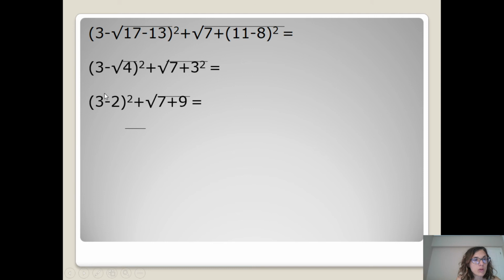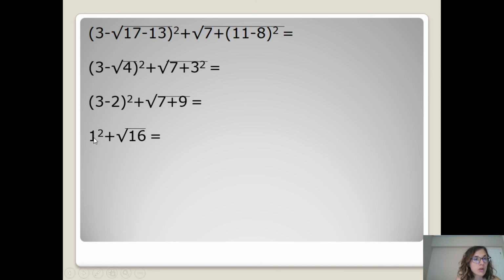Let's continue. Here, just before raising what is inside the parenthesis to the second power, I have to do this subtraction, which is 3 minus 2, 1. So it would be 1 to the second. And here, just before doing this root, I have to do what is inside, which is 7 plus 9, 16.